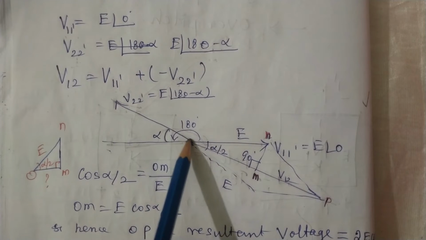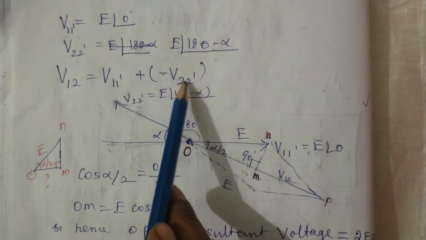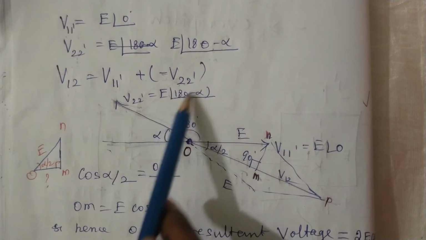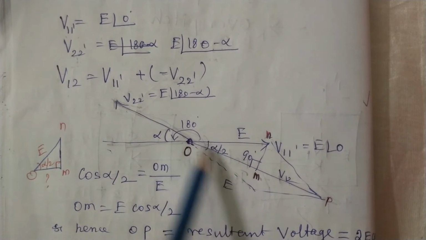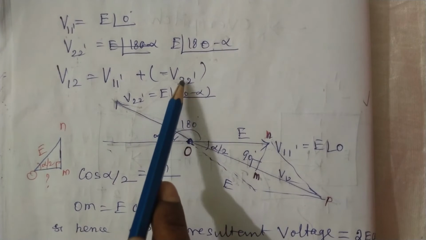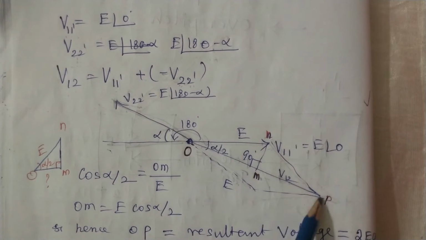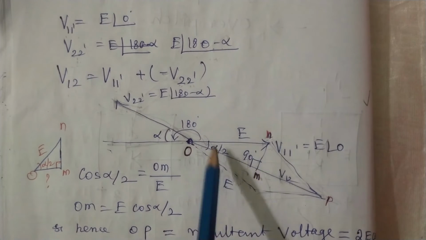This is the 180 line, so 180 minus alpha means this is the 180 minus alpha line, and to get the resultant we need minus that voltage. So you have to take this line on the opposite side. The dotted line shows minus V22 dash. So the resultant of these two lines will give that resultant. You have to apply the parallelogram.